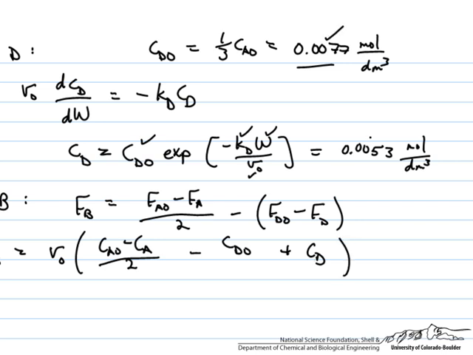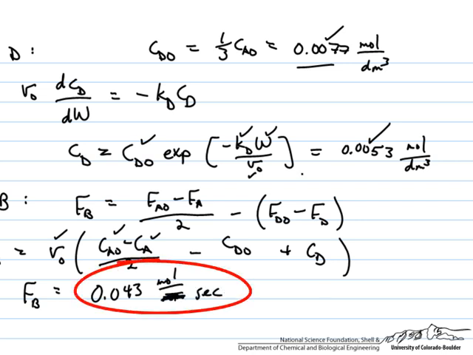These are things we've all solved for. We have CD naught right here, CD right here, CA naught we solved for on the previous page, and CA we also solved for on the previous page. And so we can solve for the outlet molar flow rate of B. We also have this number from the previous page. Again, there are no unit conversions, so we can plug in and solve fairly straightforwardly for B, and I get 0.043 moles per second of B coming out of the reactor.